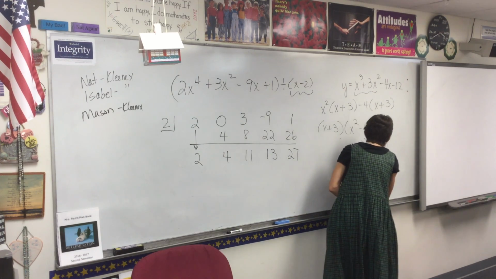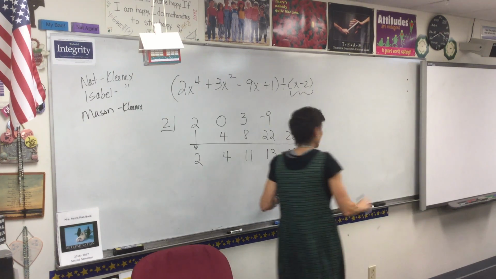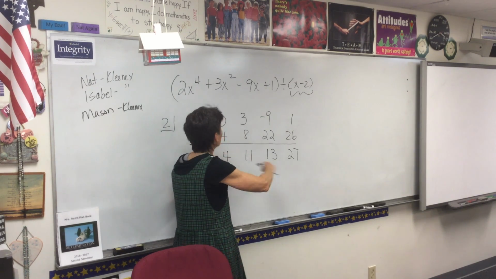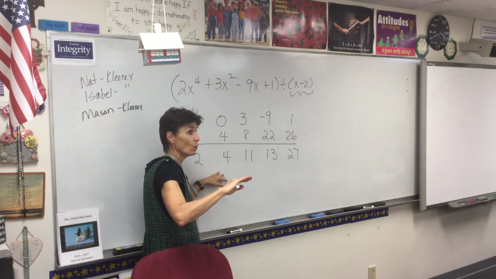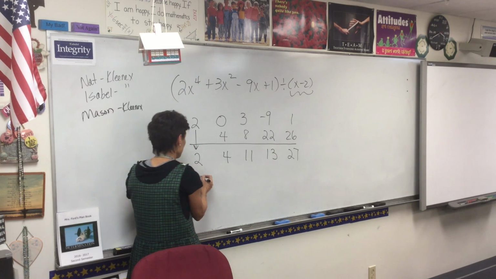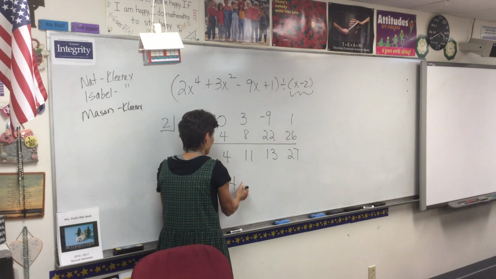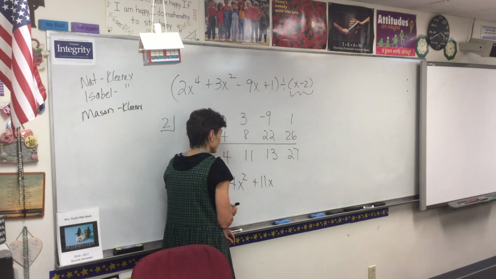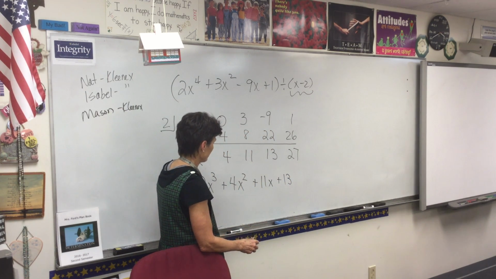So how do I write my answer? Does anyone remember that? Just drop the x's down. Exactly. This becomes your new row of numbers. But the powers are all decreased by 1, as James said. So instead of being 2x to the 4th, it's now going to be 2x to the 3rd, plus 4x to the 2nd, plus 11x, plus 13. Wait a minute.